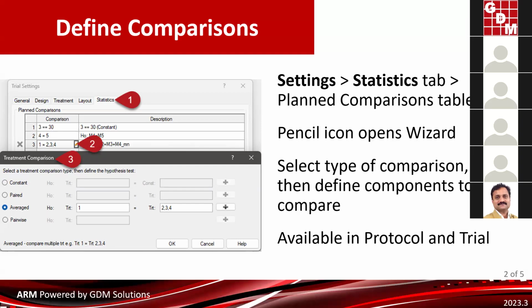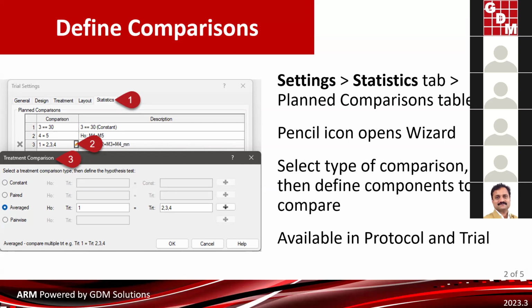So let's have a look in ARM here. I've got a screenshot from the trial settings dialog, and we have added a new tab within the trial settings, or also the protocol settings. Both of these will look identical, whether you're in a protocol or a trial. Of course, if you plan this in your protocol, then all of the comparisons you define will be copied into every trial that you generate. So that's probably the best practice if you're designing these comparisons ahead of time: get them in the protocol, but you can add them in either location.